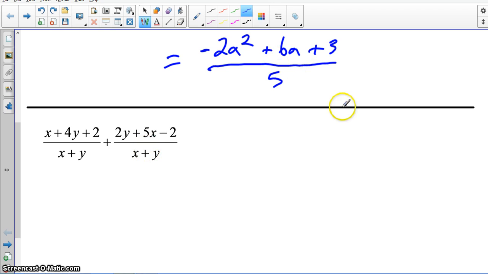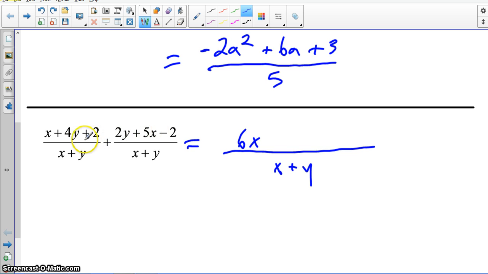So we have the common denominators. So it's really just combining like terms in the numerator. So we already have x plus y on the bottom. When you add fractions with common denominators, the common denominator stays the same in the answer. Okay, so we have x plus y in the answer. So we get x plus 5x, we're going to have a 6x.